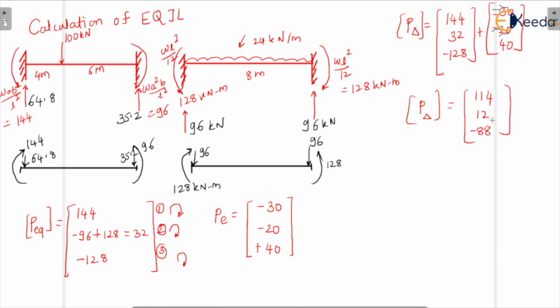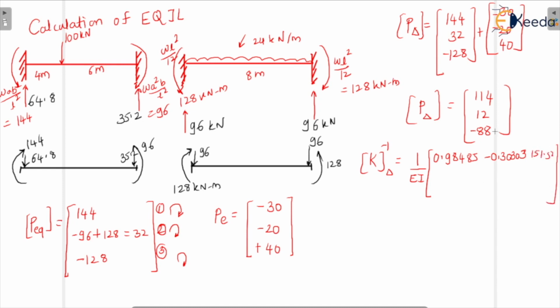Okay, so once we get P delta, then K inverse delta is equal to 1 by EI, 0.98485, minus 0.30303, this is the answer, and 0.15152.